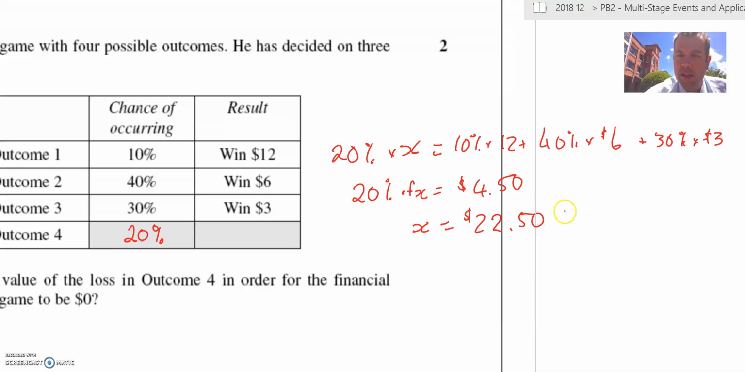Is it $22.50 loss. Okay, so that's going to be lose $22.50.